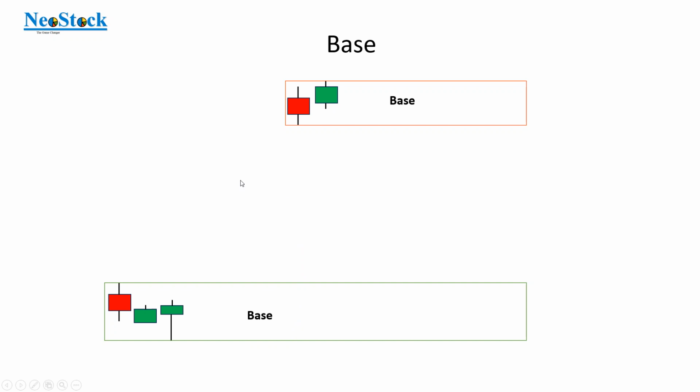Why are we calling this a base? We already learned 2 types of candles in supply and demand zone price action theory. One is a narrow range candle. Those narrow range candles are also called base candles. See, all these 3 candles are base candles. That's why this entire area is called a base. And look into this. Here also these 2 candles are base candles. That's why this area is called a base.